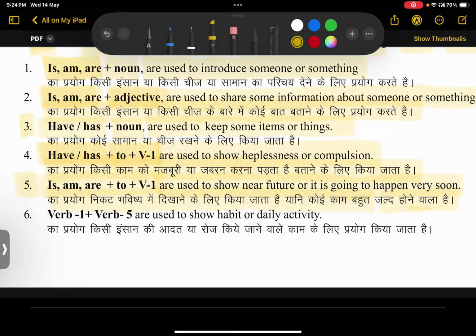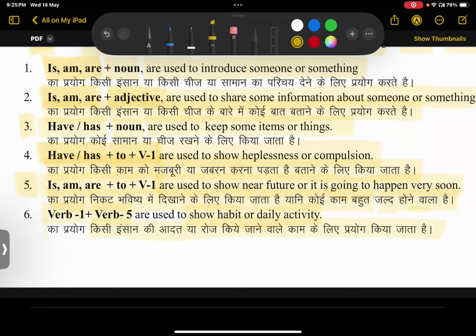Let's talk about another structure, that is verb in first form and fifth form. Dear student, if you want to speak a sentence where you show your habit or daily activity, this is used to show a person's habit or the work they do every day. It means you show that I do it generally, this is my daily routine, this is my everyday activity.